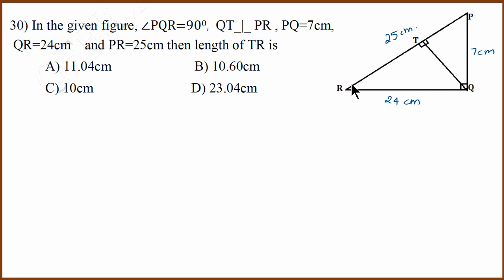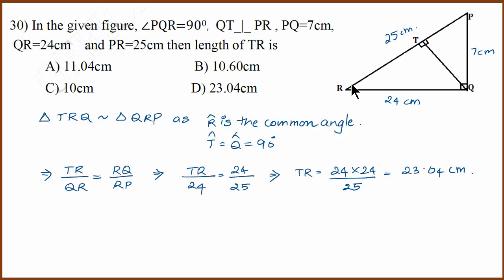TR value ಕಂಡುಹಿಡಿಯಕ್ಕೆ. Now, the interesting thing is, ಈ TRQ ಇದೆ ಅಲ್ವಾ, ಈ ಟ್ರಯಾಂಗಲ್, this triangle is similar to the big triangle, PQR triangle. It is similar. ಆಯಿತಾ? ಯಾಕೆ? ಆರ್ ಕಾಮನ್ ಆ್ಯಂಗಲ್, ಈ ಆರ್ ಇದೆಯಲ್ಲ ಅದು ಕಾಮನ್ ಆ್ಯಂಗಲ್. ಈ T angle is 90 degree, Q angle is 90 degree, which means that is same.